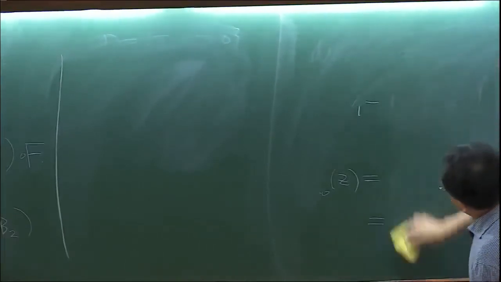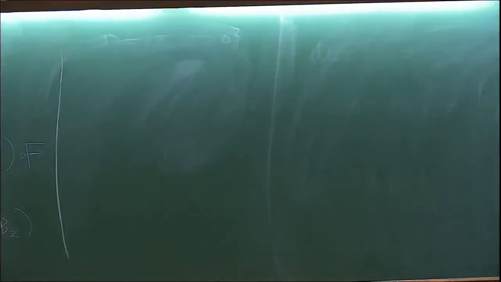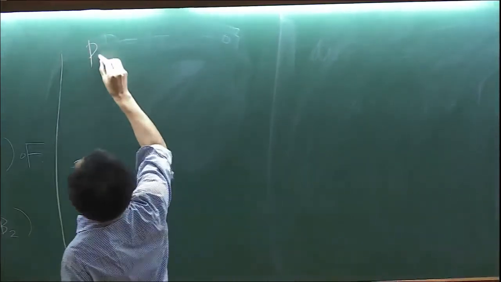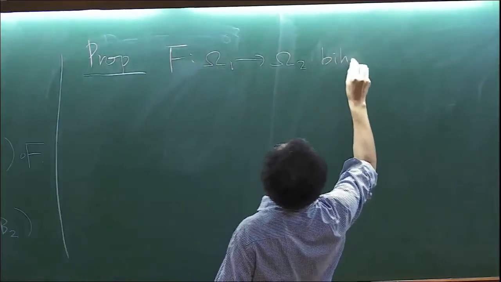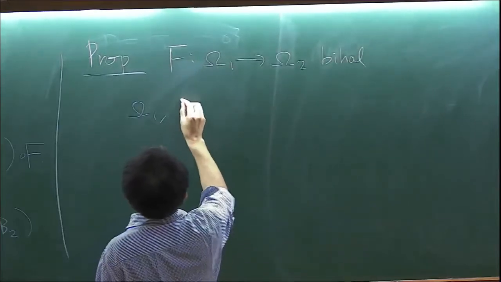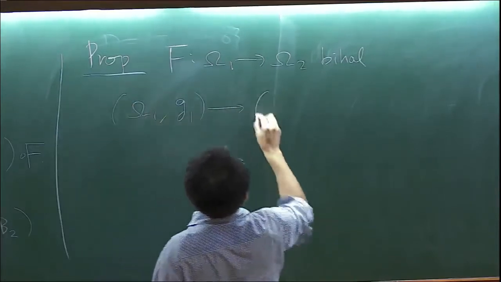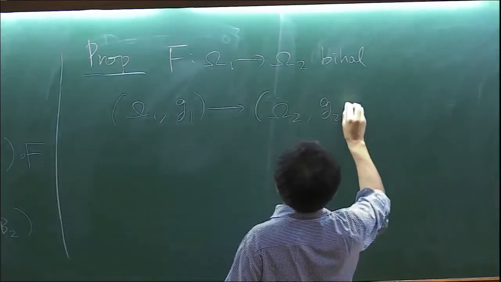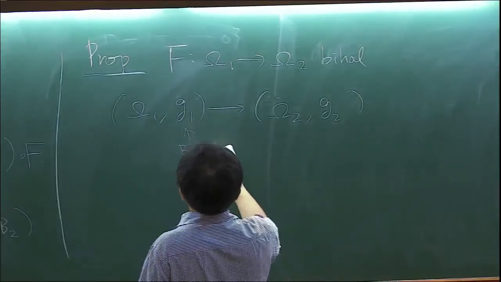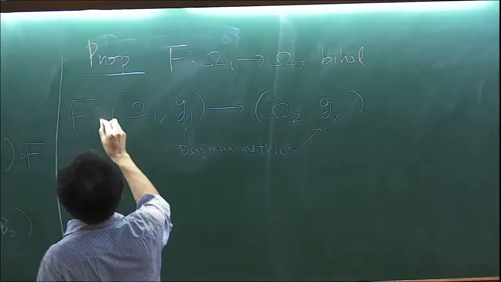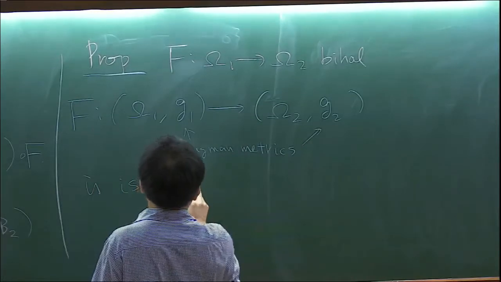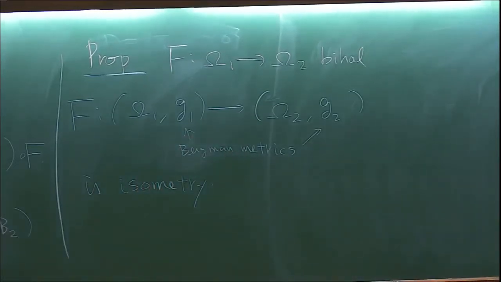So we can say the following proposition. If omega 1 and omega 2 are biholomorphic by F, with Bergman metrics G1 and G2, then F is an isometry. Okay, so we have a biholomorphic map, and the Bergman metric pulls back to the Bergman metric. That means this is an isometry.